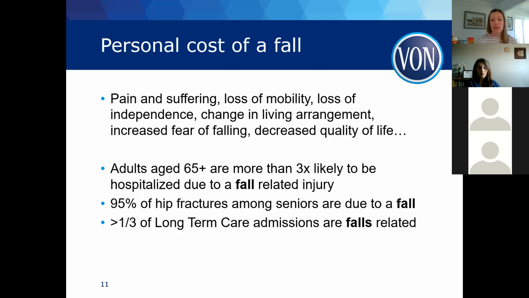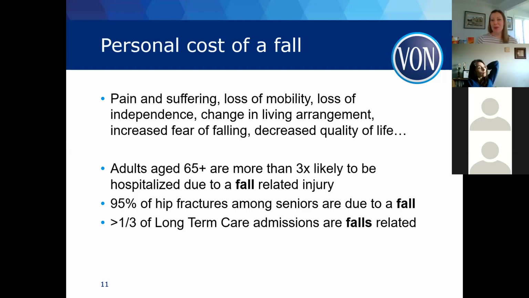And then the other bad news that no one really likes to hear is that more than 1/3 of long-term care admissions are falls related. Now, that doesn't mean that simply someone is experiencing falls and they have to be admitted to long-term care. Usually that is more related to they've had a fall, they broke their hip or something, and they are no longer able to do many of their day-to-day activities, which means they need more help and support, which means they need to go into long-term care.